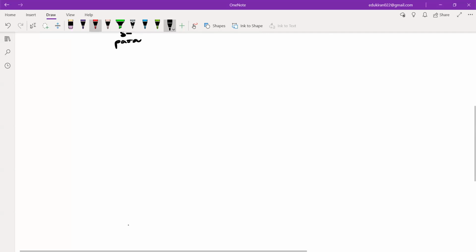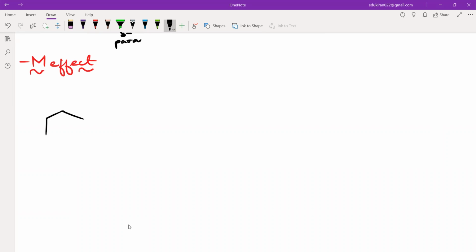Okay. Next, we are looking at minus M effect. For minus M effect, I'm going to take the nitro group, which is the most electron withdrawing group, the strongest electron withdrawing group, that is NO2. Okay, so we have nitrobenzene. We make the benzene structure.